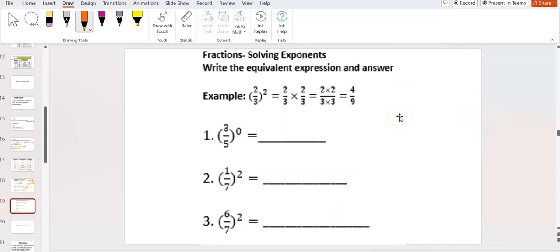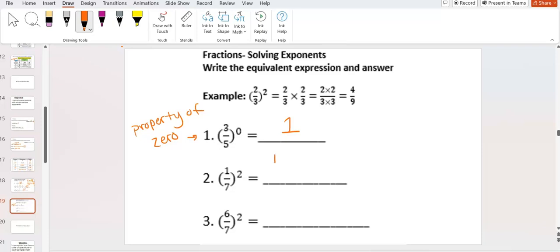All right, our last one is now going backwards, the other way. We're going to take our fractions with exponents, expand them out, and then solve them. Now, this first one is super easy because the property of 0 says anything raised to the power of 0 is 1. So 3/5 to the power of 0 is 1.